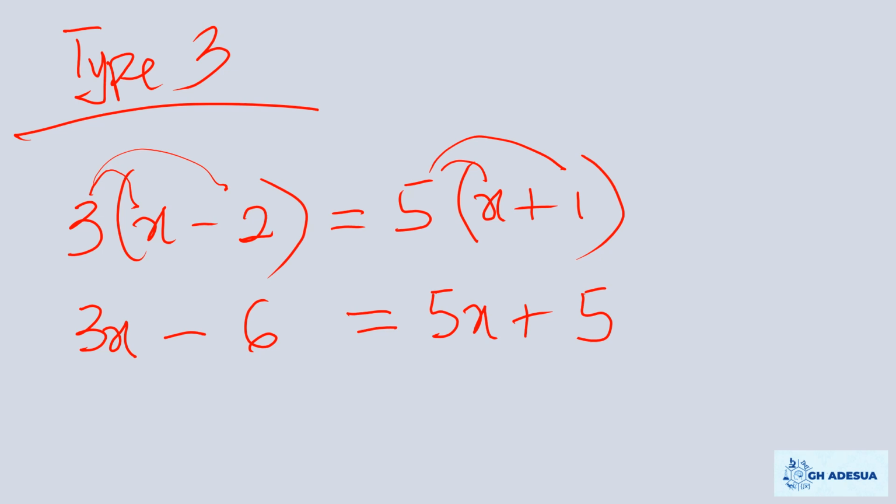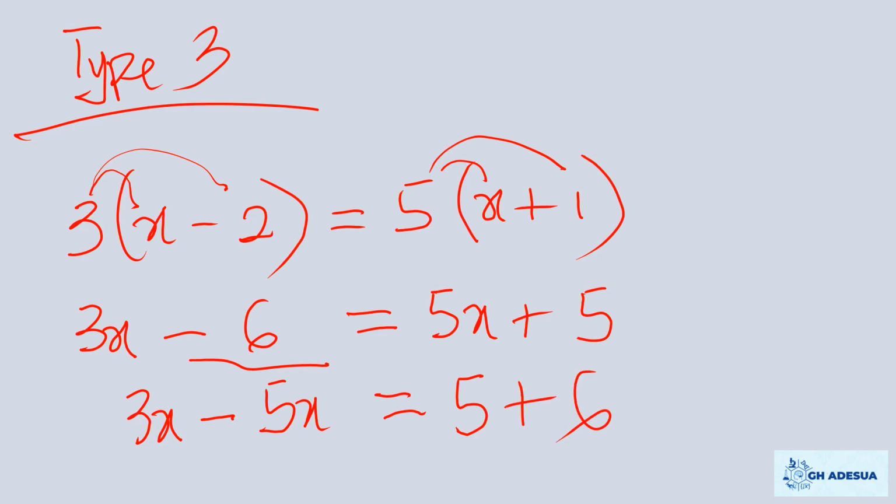Okay. So at this point, we have 3x minus 6 is equal to 5x plus 5. Now we want to group like terms. So we have 3x minus 5x is equal to, on the right hand side, we have 5 already. This one is negative 6, when it crosses becomes plus 6. So you have 3x minus 5x, that is minus 2x or negative 2x is equal to 11. Negative 2x is equal to 11.